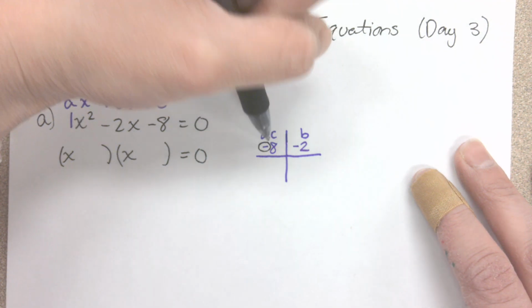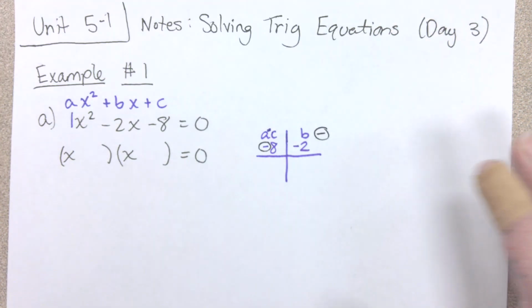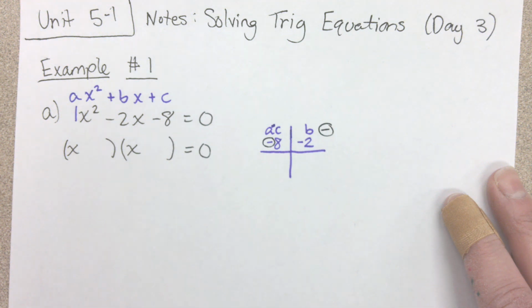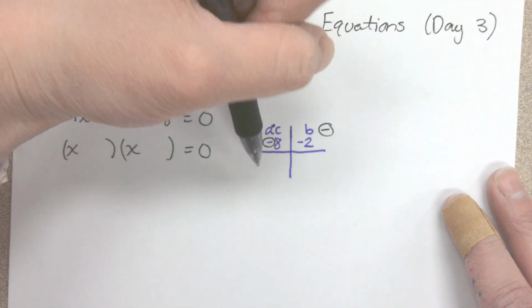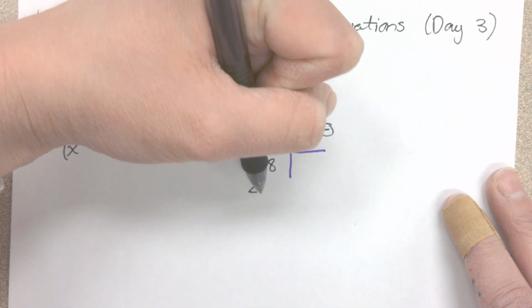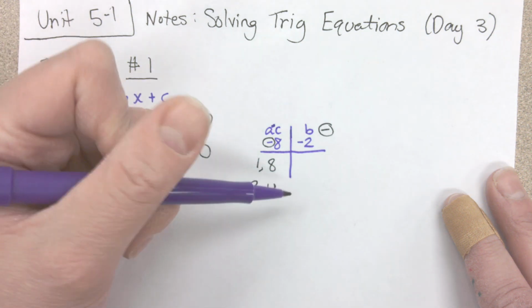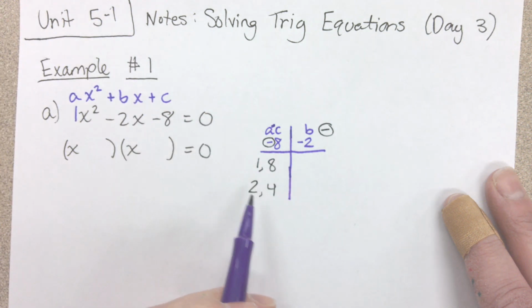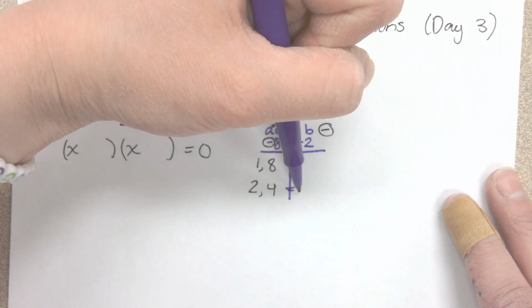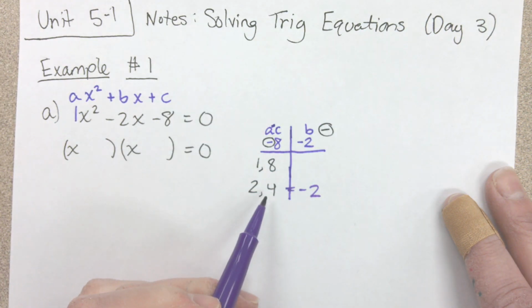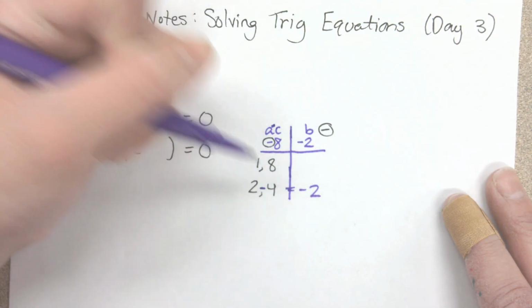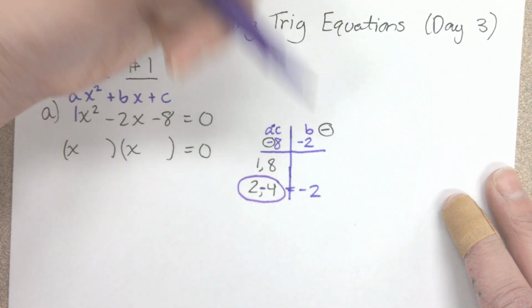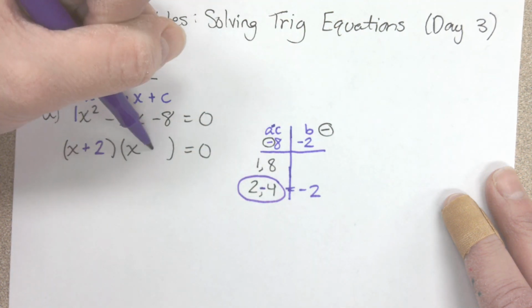Since the AC term is negative, we're subtracting on the right side to get that negative 2. 8 only has 2 pairs of factors, 1 and itself, and 2 and 4. If I subtract 4 and 2, I can get 2. To end up with negative 2, the 4 must have the negative on it. So these are my factors: x plus 2, x minus 4.